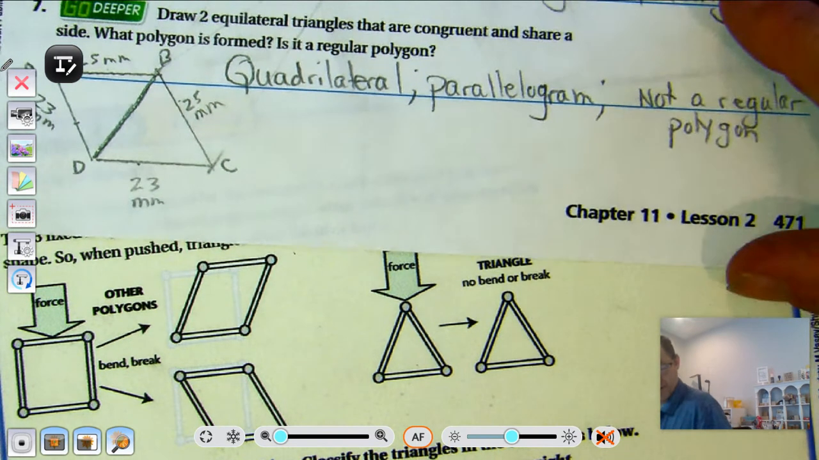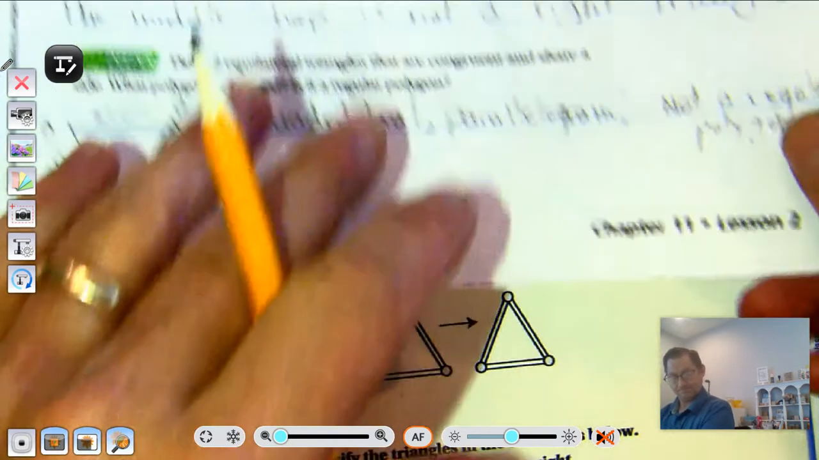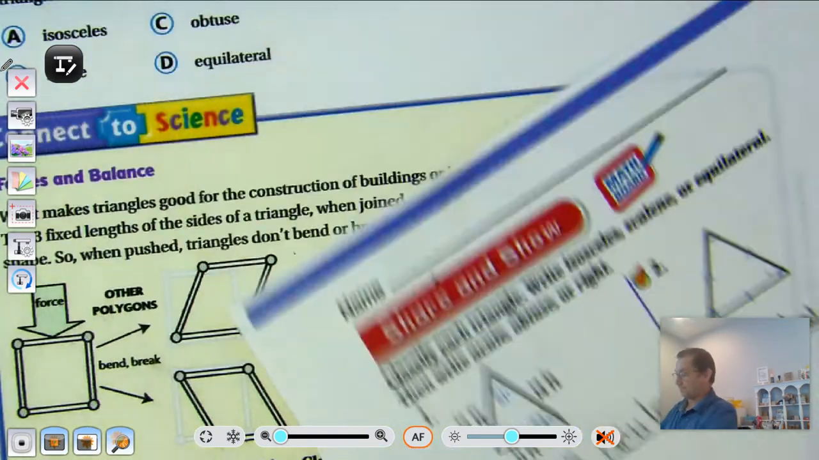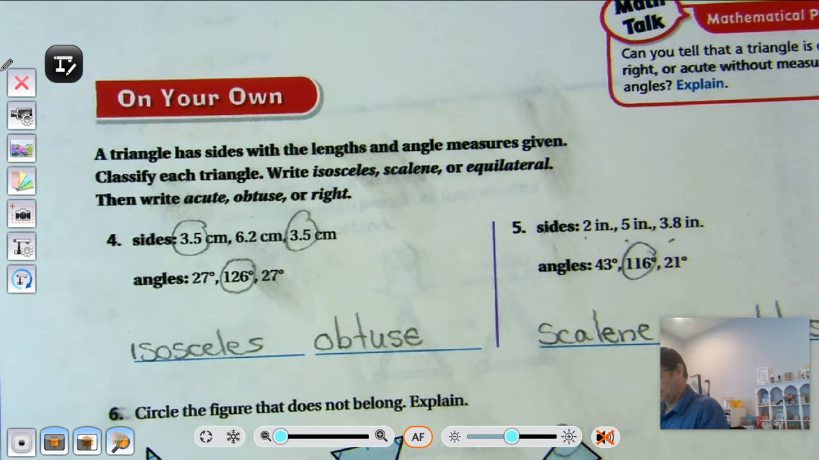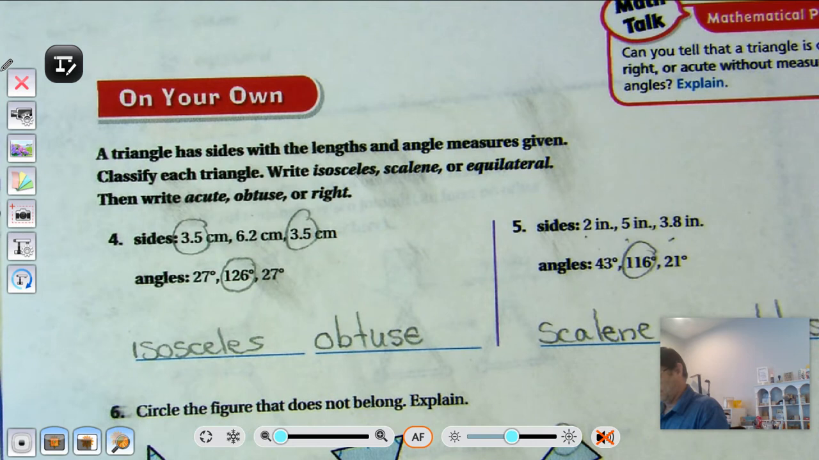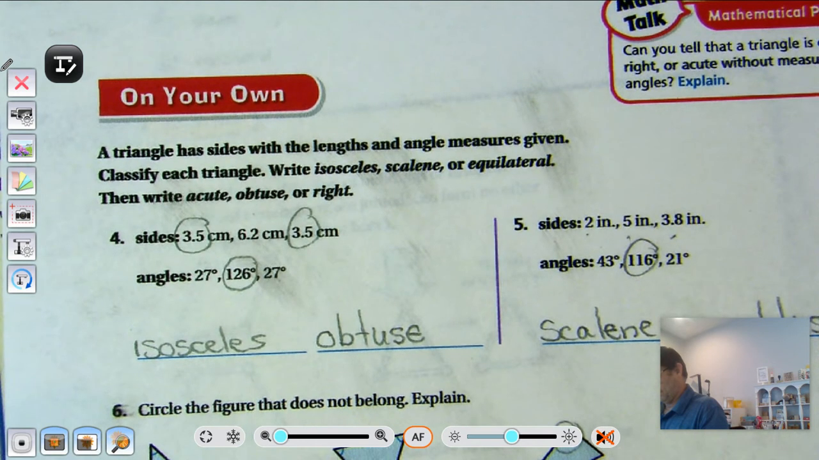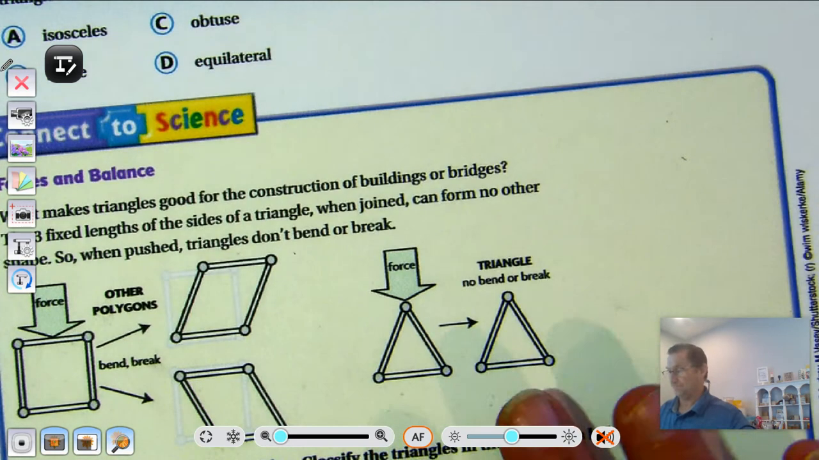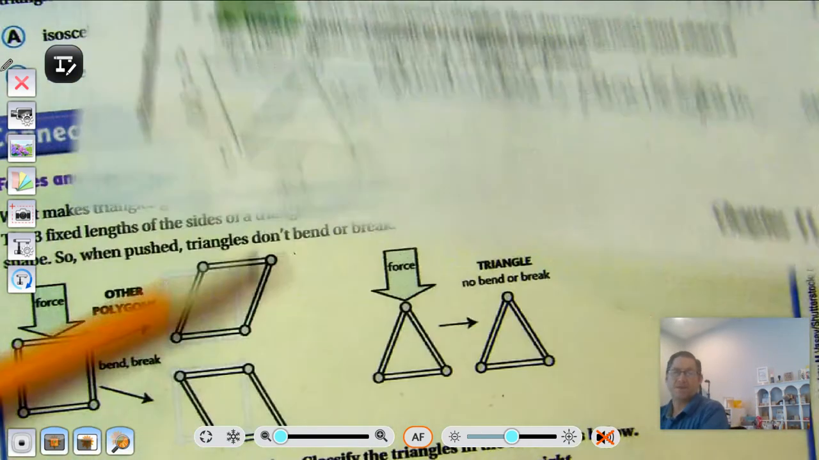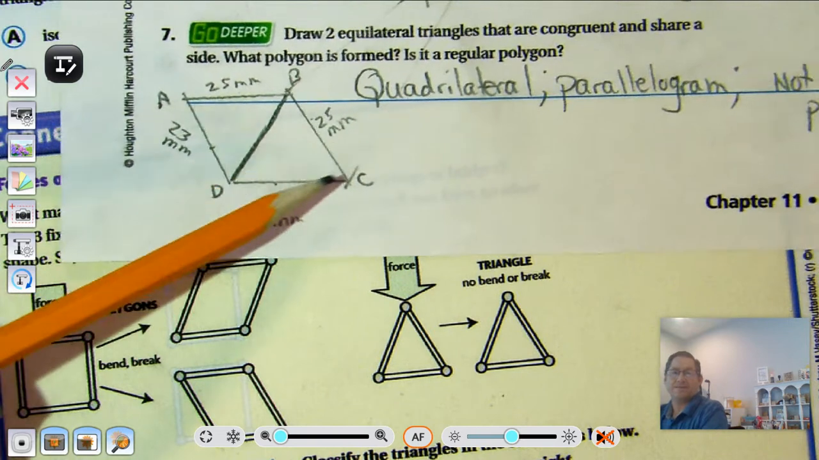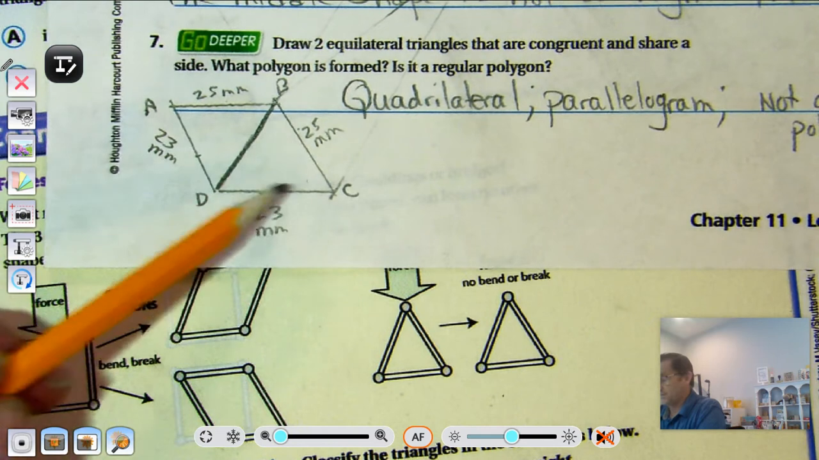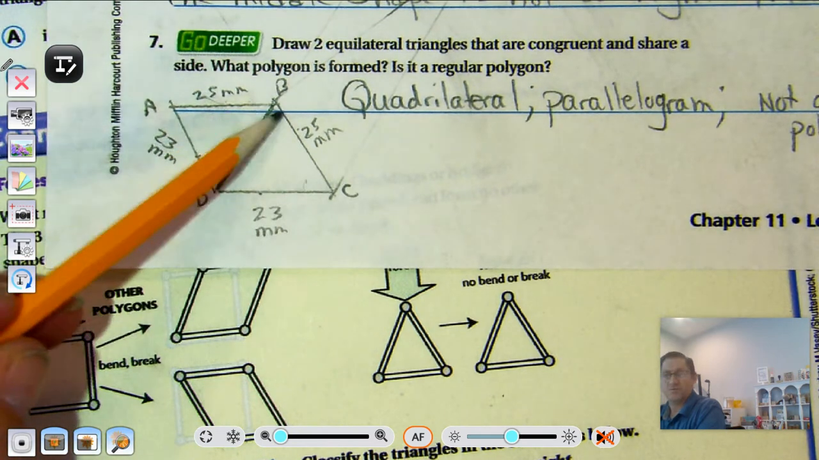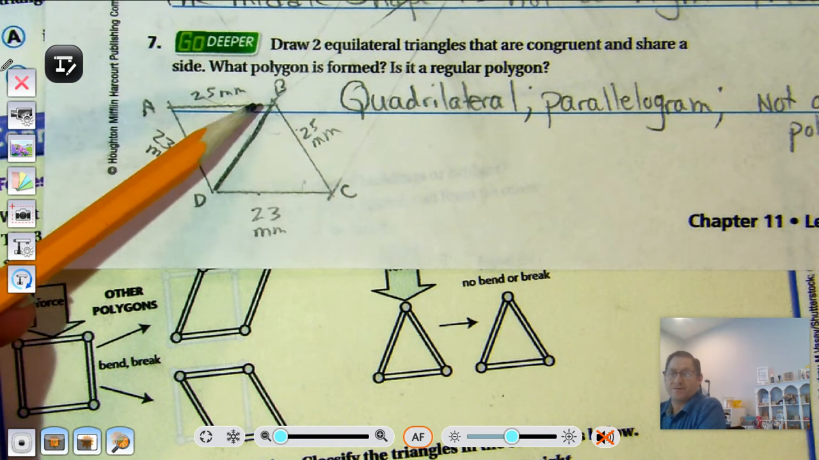All right, let's look at number 8. I want to make one more note about number 7. Another way that this is not a regular polygon is not all the angles are the same. This is an acute angle. This is an obtuse angle. So there's no way it can be congruent.